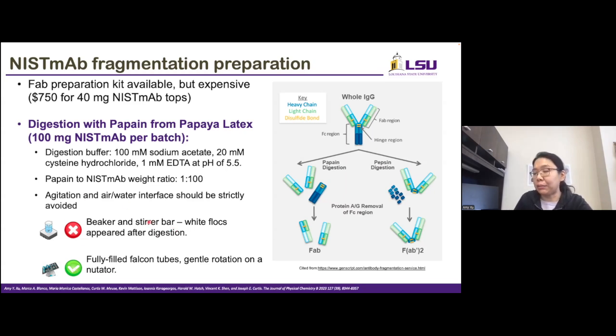But to mitigate this problem, my solution is to fill the mixtures in a Falcon tube, depending on what you call them, 15 or 50 milliliter centrifuge tubes. You should fill them almost fully, to avoid as much air gap as possible. Parafilm them and then put them onto a nutator for gentle rotation. By using this method, I have avoided the formation of the white flux.